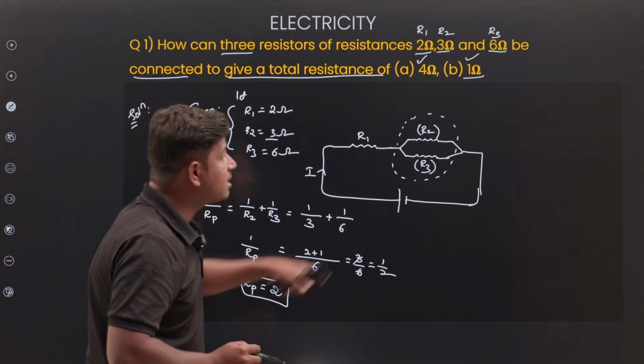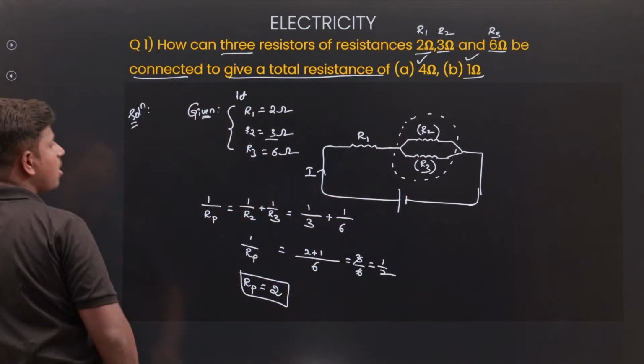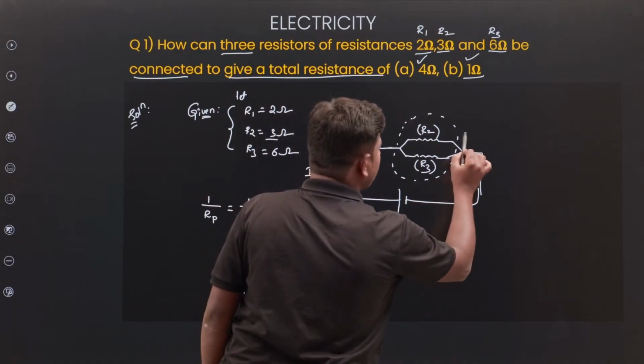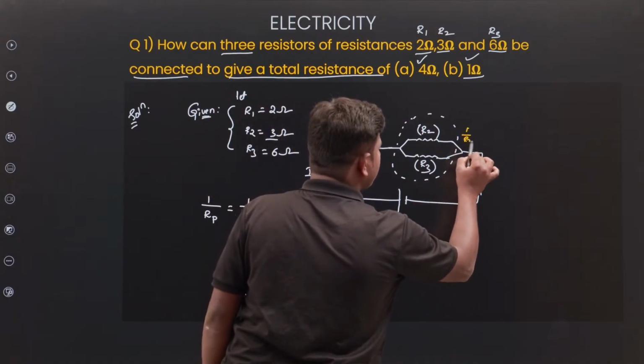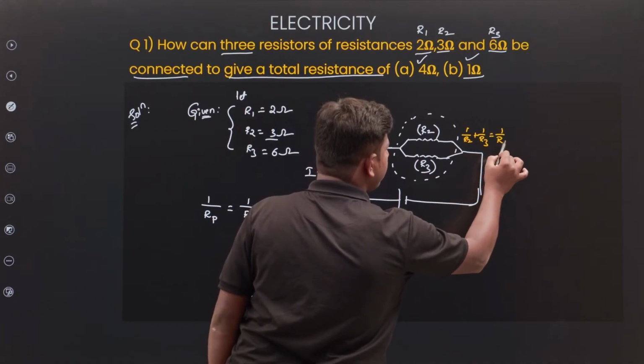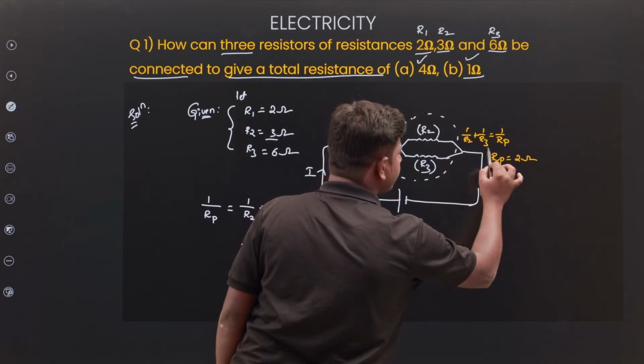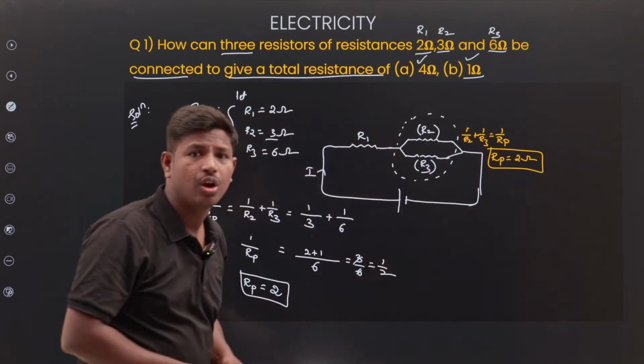The total resistance of R2, R3, how much? 1 by R2 plus 1 by R3, how much will we get? 1 by Rp. The value of Rp is 2 ohms. Rp is 2 ohms.